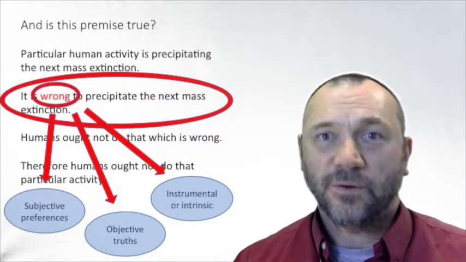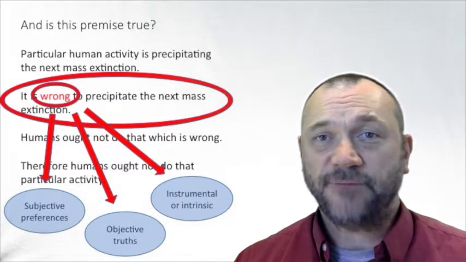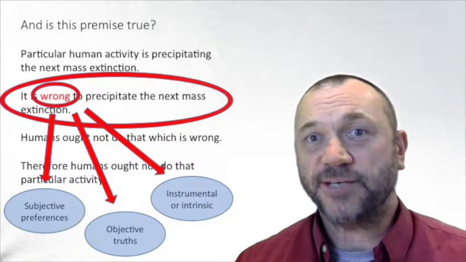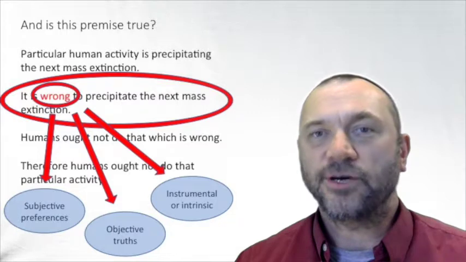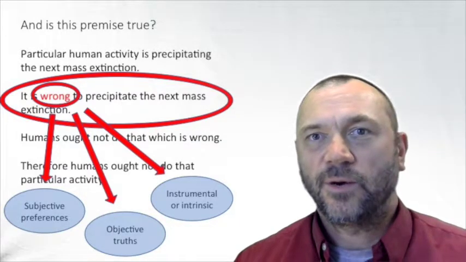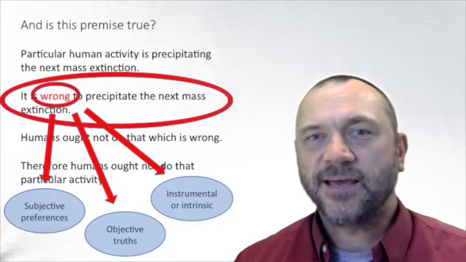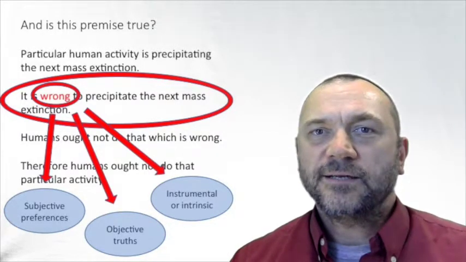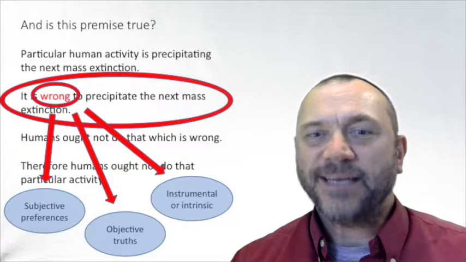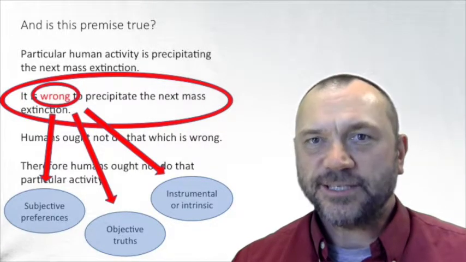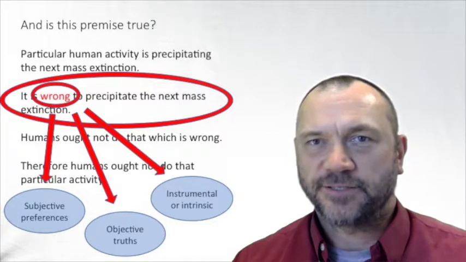So, on the one hand, it might be a subjective preference. On the other hand, it might be an objective truth that this word wrong is referring to. And so we need to sort that out before we know how seriously to take this premise. And finally, we can distinguish instrumental from intrinsic wrongness.